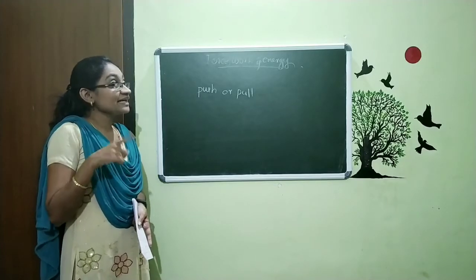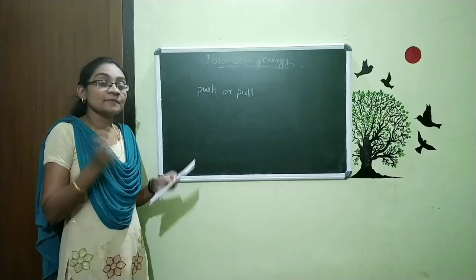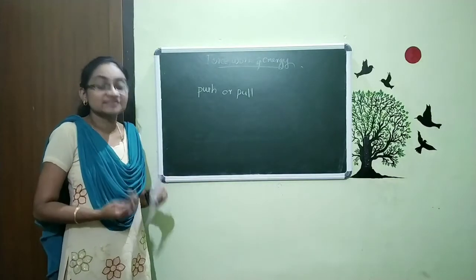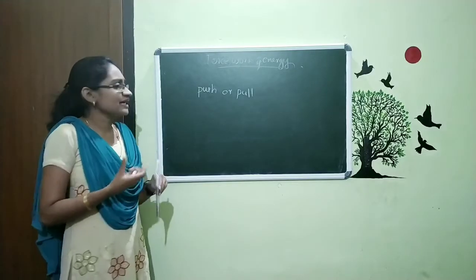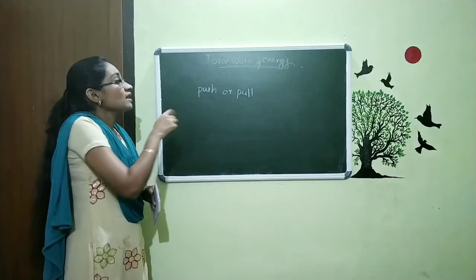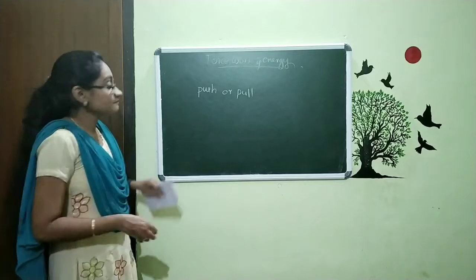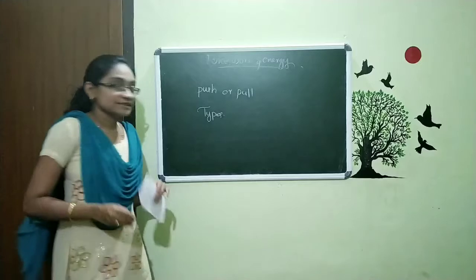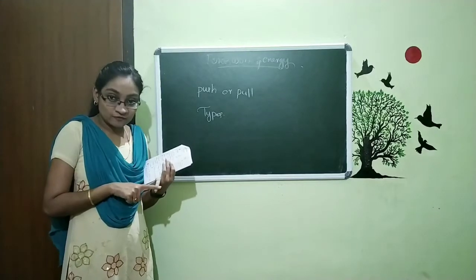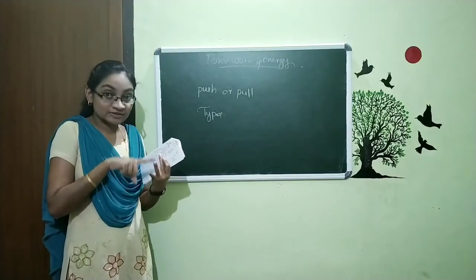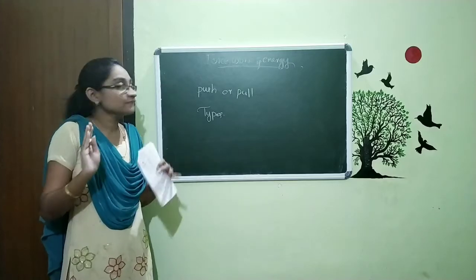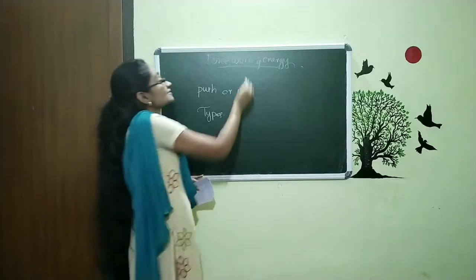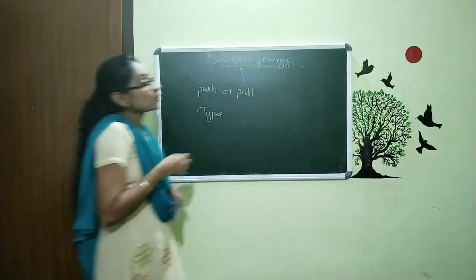Then we studied the effects of force. That means when we are applying force on an object, what are the effects or differences that occur on that object. Later we discussed different types of forces. Types means we studied the muscular force and the electrostatic force. Now we are going to discuss the next thing in this chapter, and that is work.